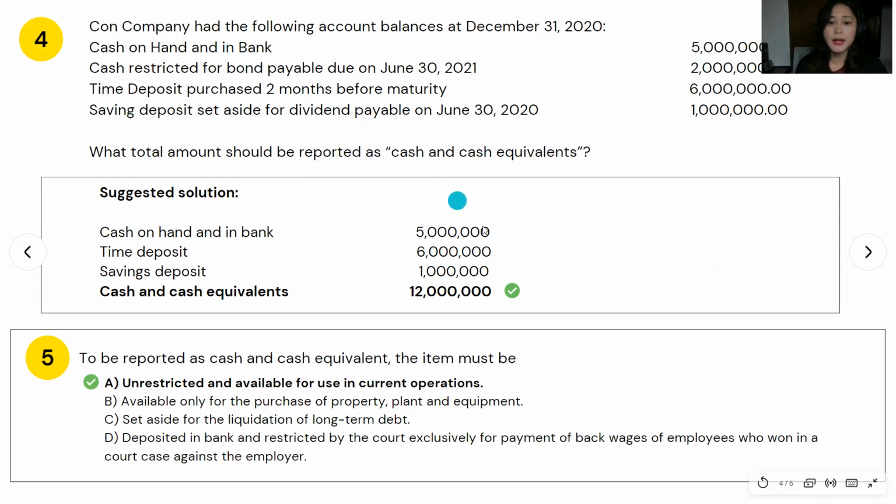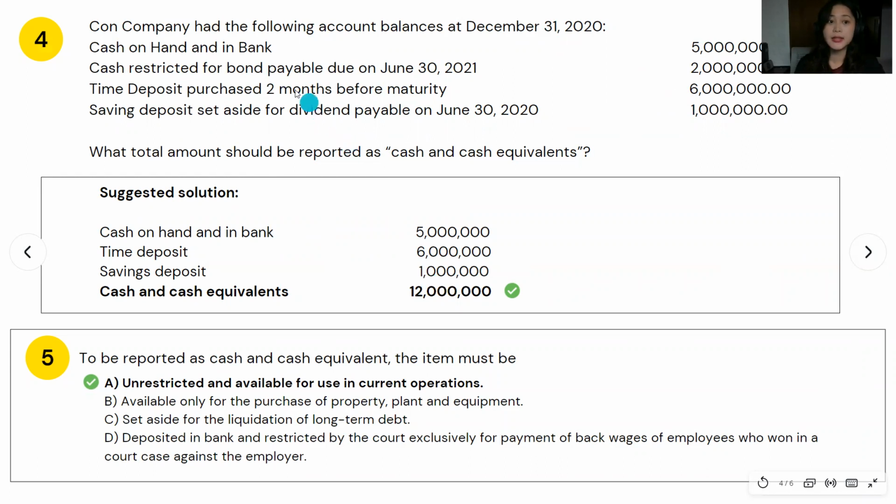So, ang cash on hand and in bank ay considered yes. And ang cash restricted for bond payable. Ang bond payable ay isang long-term na payable. Tsaka sabi niya due pa sa June 30, 2021 or next year pa. Tapos, yung nature kasi titignan natin na bond payable is non-current liab, 2 million. So, hindi siya kasama. Time deposit, purchase 2 months before maturity, 6 million is included since ang threshold natin dito is yung 3 months. Savings deposit set aside for dividends payable on June 30, 2020, 1 million is included.